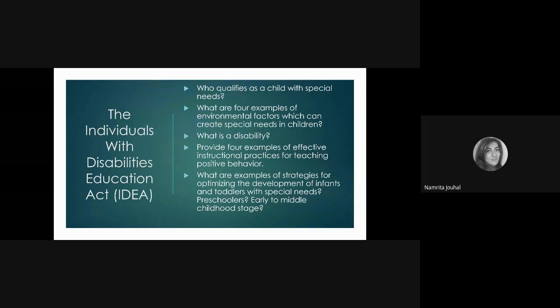Then you have instructional teaching and positive behavior, which we've already discussed. And then what are examples of optimizing development for infants, toddlers, early stages or the middle childhood stage, what you are doing as a school, what the already done background is, and how you're going to take it forward as a school.